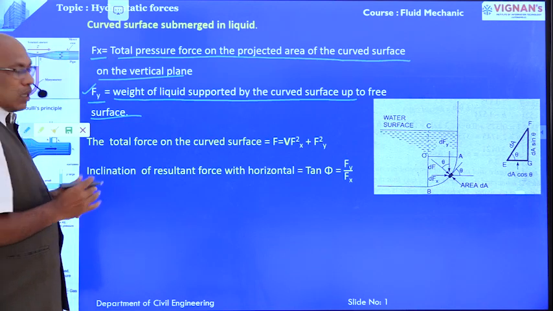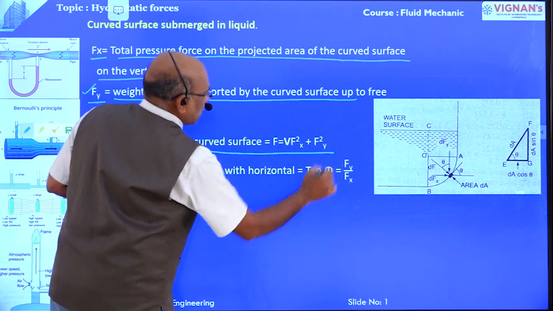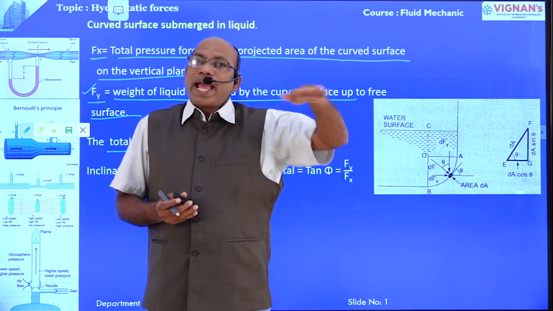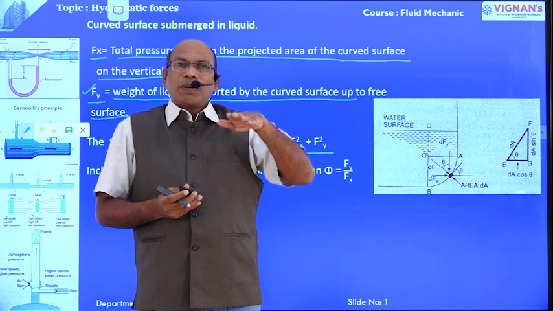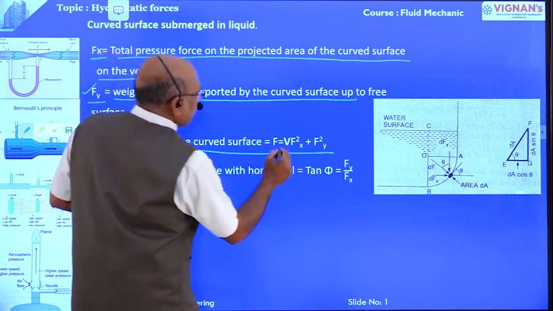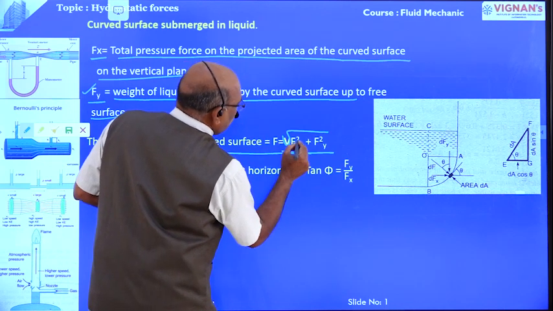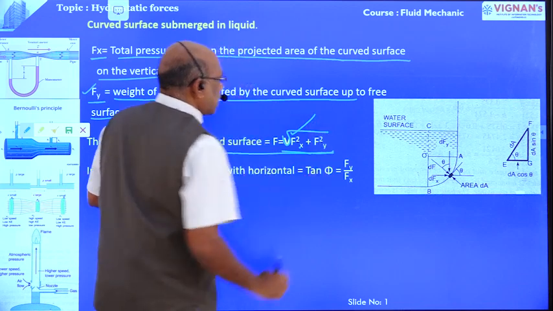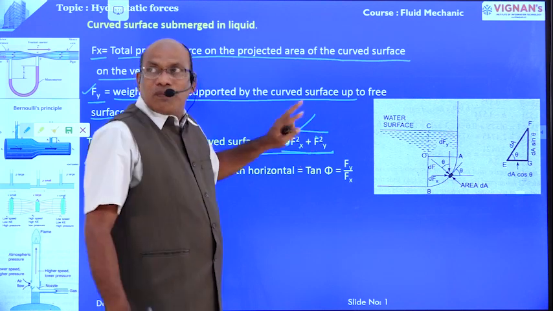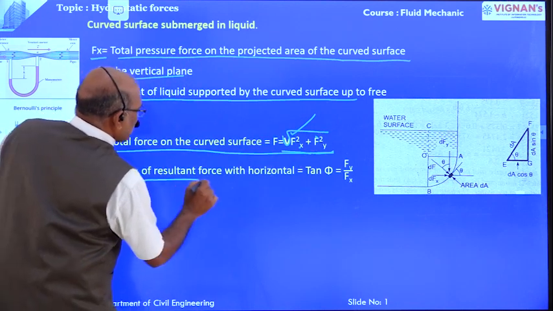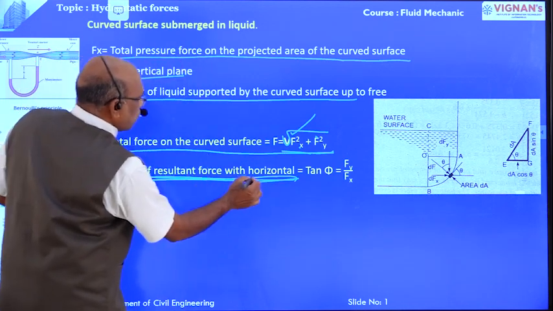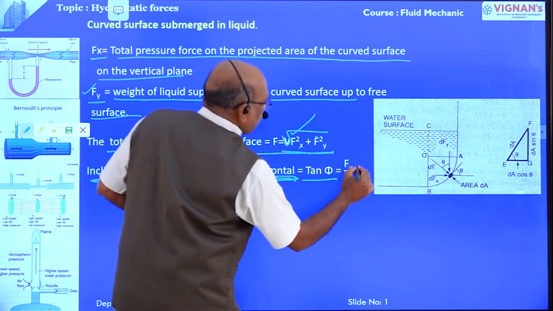And last one, the total pressure force on the curved surface. Just we have derived the total pressure force in the x direction, and also we have derived the total pressure force in the y direction. Therefore total pressure force on the curved surface is equal to square root of Fx square plus Fy square. Fx is the total pressure force in the x direction, Fy is the total pressure force in the y direction, right? Last one, inclination of the resultant force with horizontal, tan phi is equal to Fy by Fx.